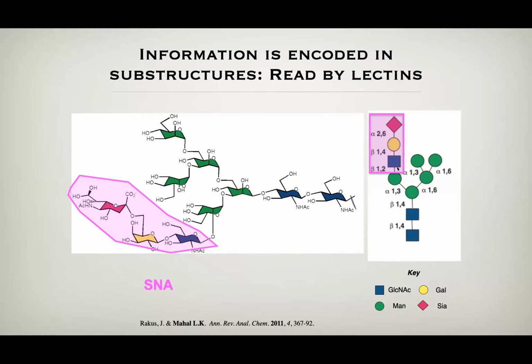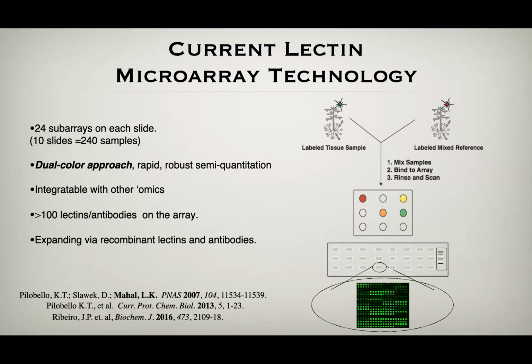I just want to remind you, you'll see a lot of the symbolic nomenclature for glycomics shown on the screen. For those of you who are chemists, it actually does represent chemical structure. It's just a shorthand, because this is really hard to interpret when you get a lot of them in a row. Okay. So, current lectin microarray technology.